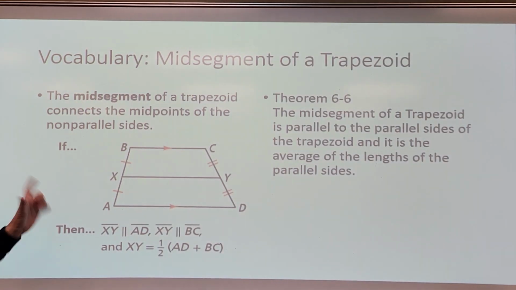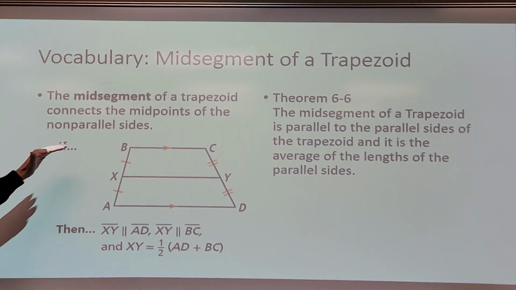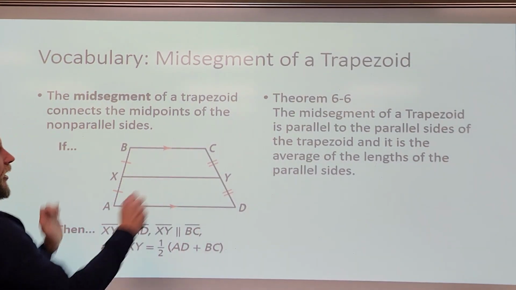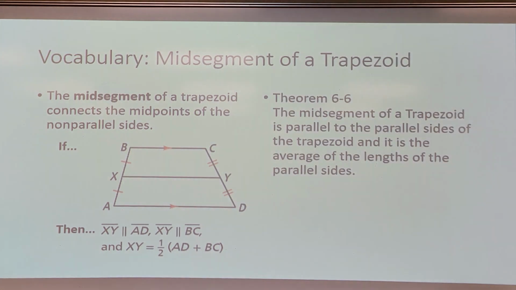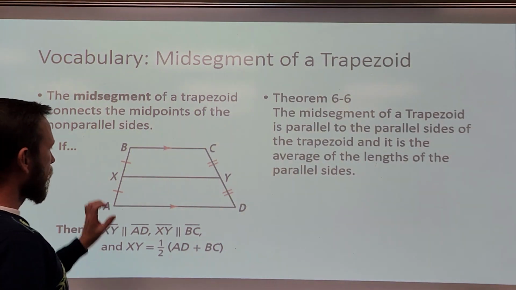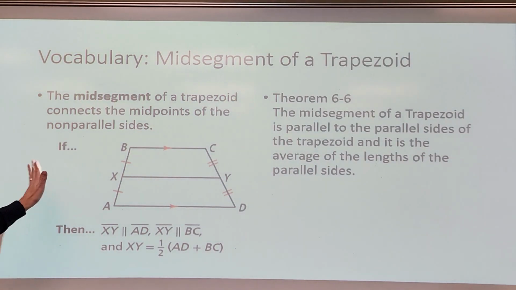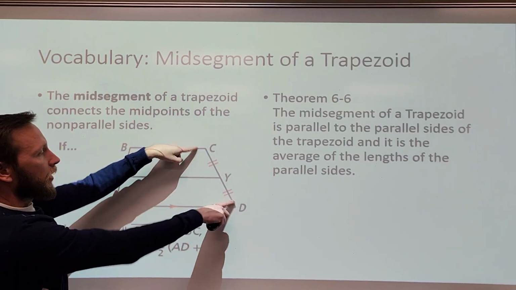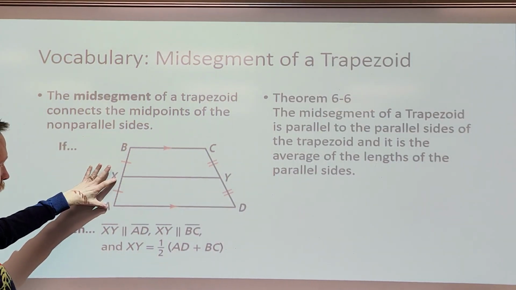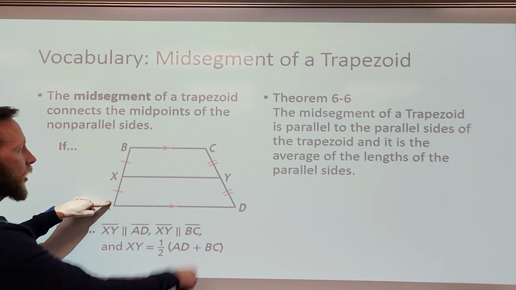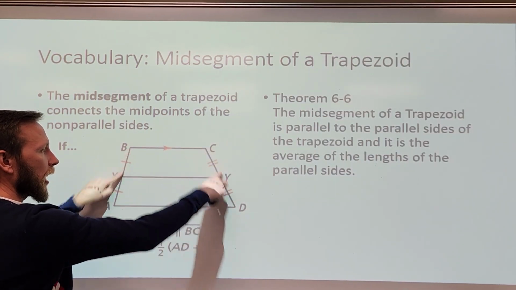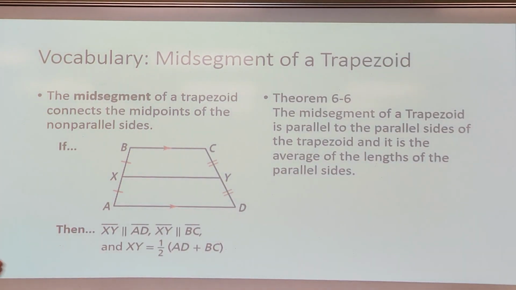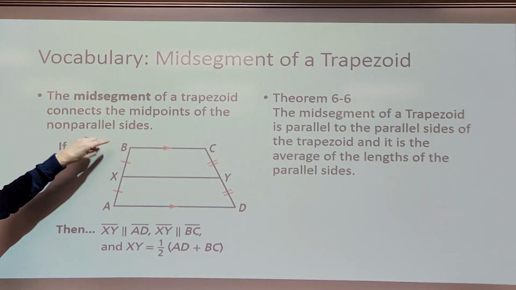All right, so the mid-segment of a trapezoid is a segment that connects the midpoints of the non-parallel sides. All right, that is a mid-segment in a trapezoid. It doesn't have to be an isosceles trapezoid, but a mid-segment in a trapezoid connects the midpoints of the non-parallel sides. So here X is the midpoint of this non-parallel side, Y is the midpoint of that non-parallel side, and this segment XY connects those.